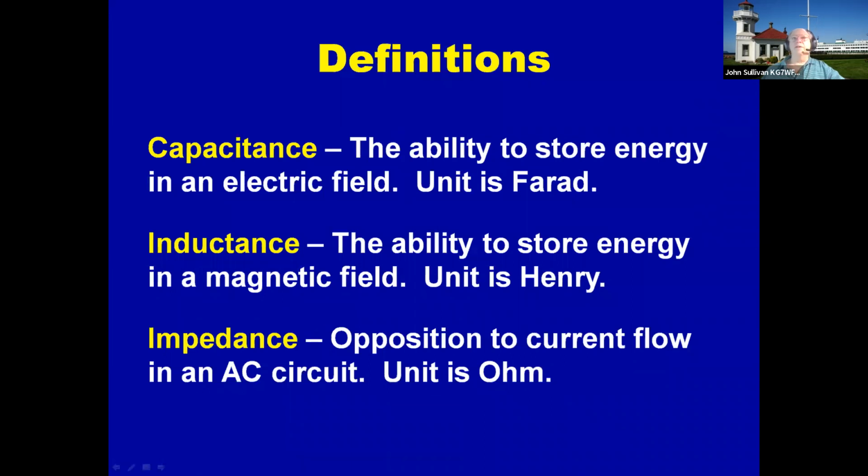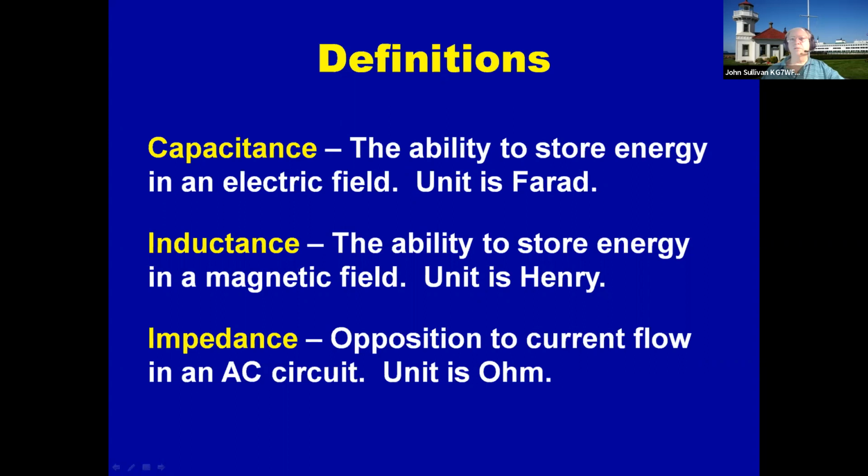A couple more definitions that are important with alternating current. Capacitance, that's the ability to store energy in an electric field. And that capacitance is measured in farads. These are all named after scientists, a farad. Inductance, that's the ability to store energy in a magnetic field, and the unit is Henry. So capacitance is electric field, inductance is magnetic field.